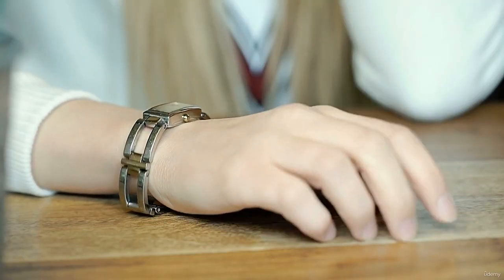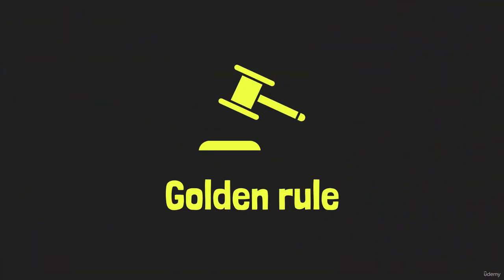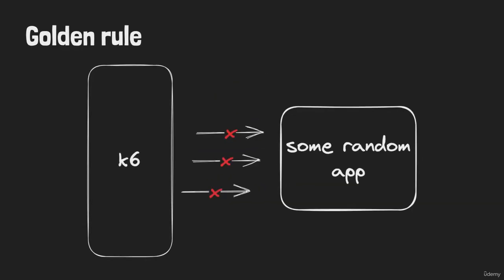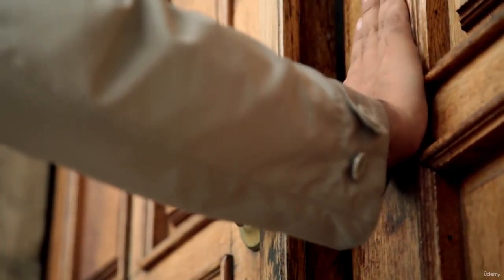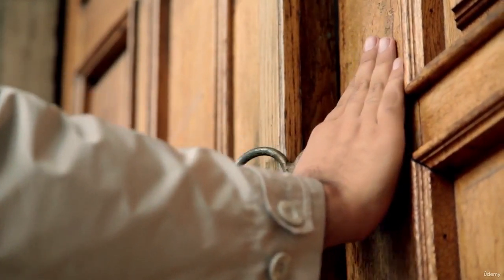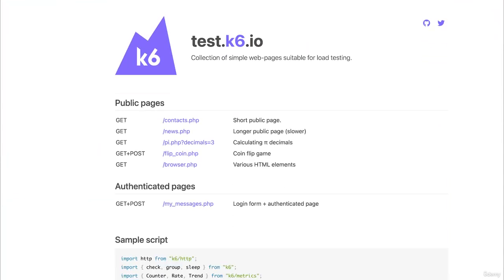I know you're probably eager to continue learning more about K6, but there are a few things to consider. First and foremost, never, I mean, never use K6 against applications you don't own or manage. It is like going to your neighbor's house to test their door strength without asking. Absolutely not cool.